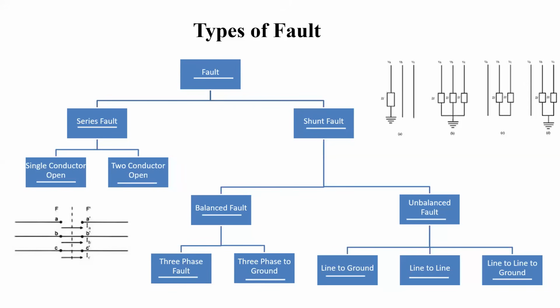Most of the time, when we say balanced fault, we are analyzing only one phase, assuming that the current in all other phases remains the same. Then comes the unbalanced fault, that could be a line to ground fault or line to line fault or double line to ground fault. In order to analyze the unbalanced faults, we may need sequence components, like symmetrical component theory or Park transformations, to find out the currents.